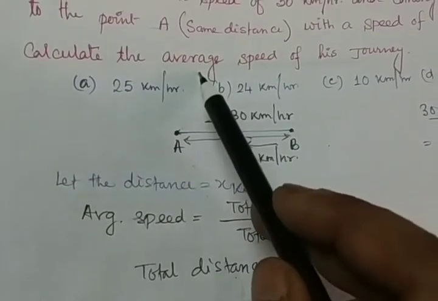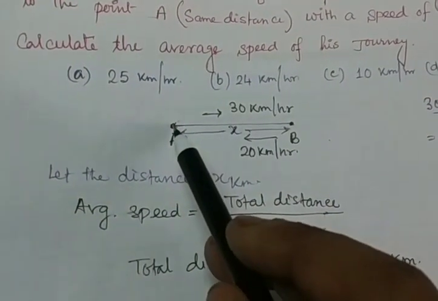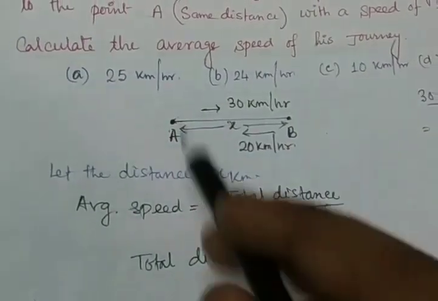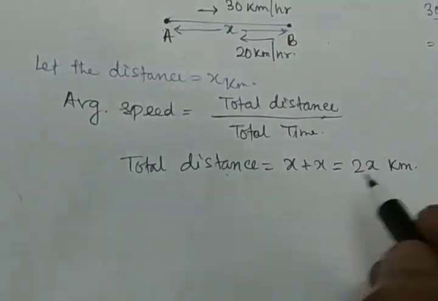Because you have to calculate average speed. Average speed means your starting point is A, going to B and coming back to A again. This is the average speed you have to calculate. So total distance is already calculated.